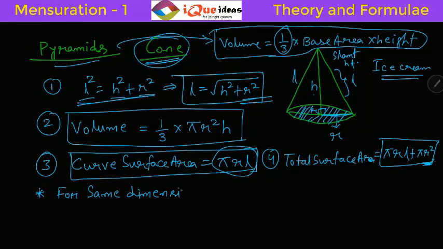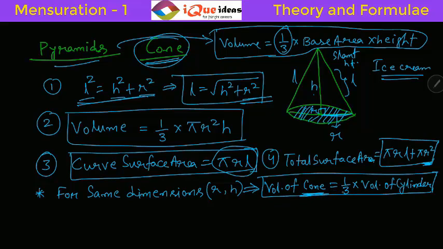Right? Now what dimension do we mean here? We mean if the dimensions of radius and height are the same, then volume of cone will be equal to, according to the formula itself, 1 by 3 into the volume of cylinder. Try and understand this. If a cone and a cylinder are given of the same dimension, which means same radius and same height, then the volume of cone will be 1/3 of the volume of cylinder. That is what this special rule says. Alright.